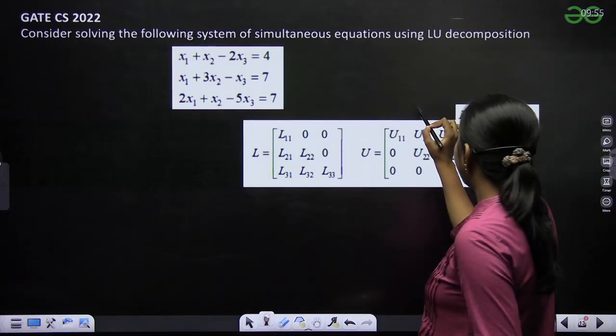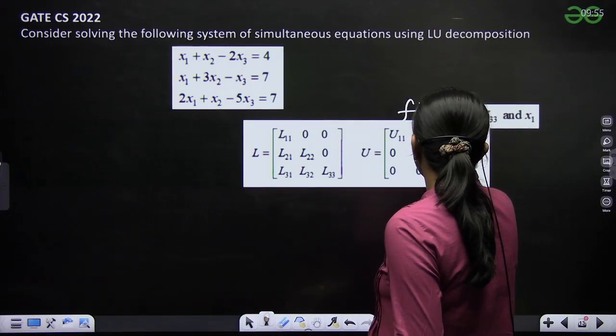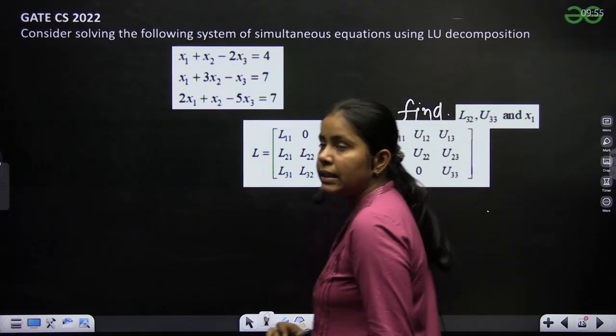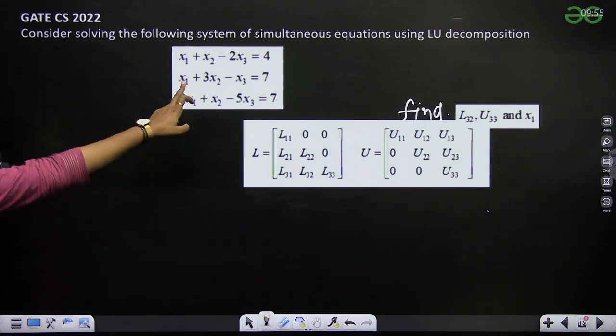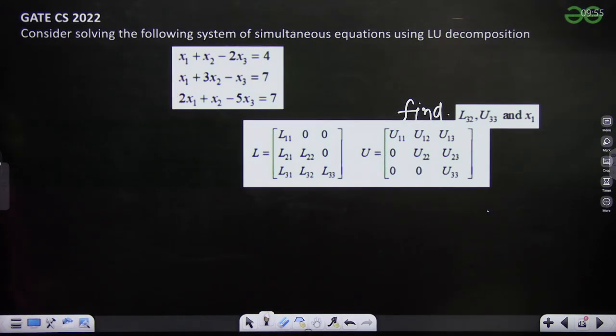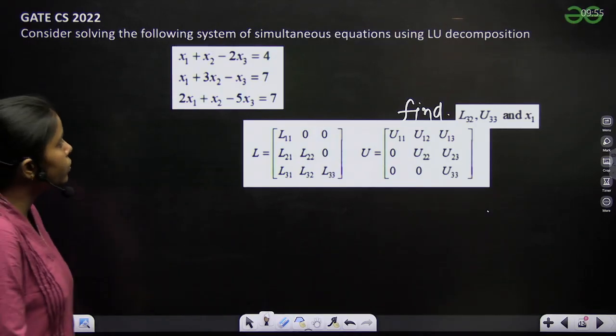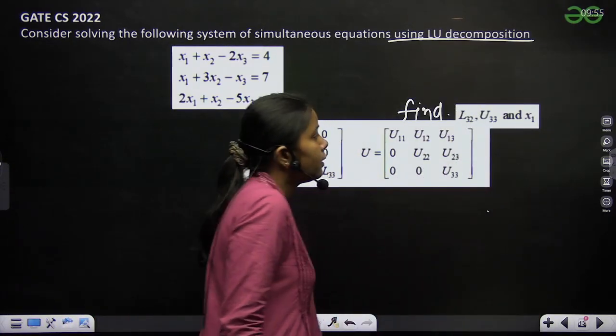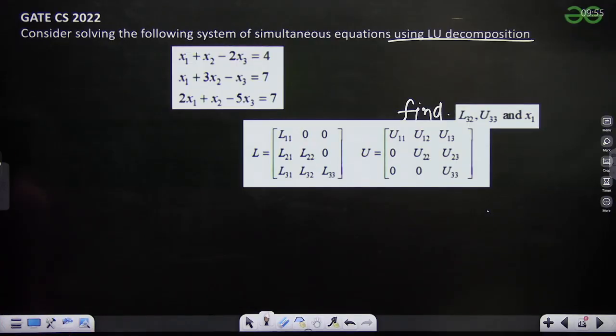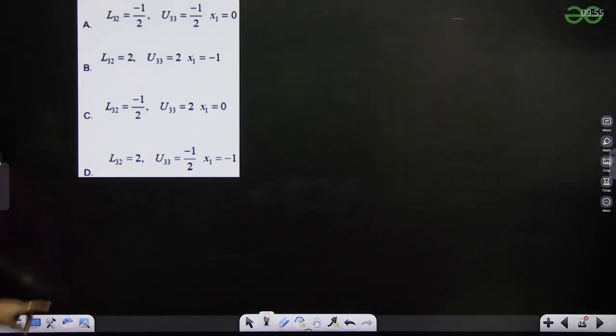Okay, so they have said: consider solving the system. This is a system given to me, x1 plus x2 minus 2x3, and they have said that using LU decomposition, find L32, U33 and x1. And the L and U matrices look like this, and they have given these options for L and U.